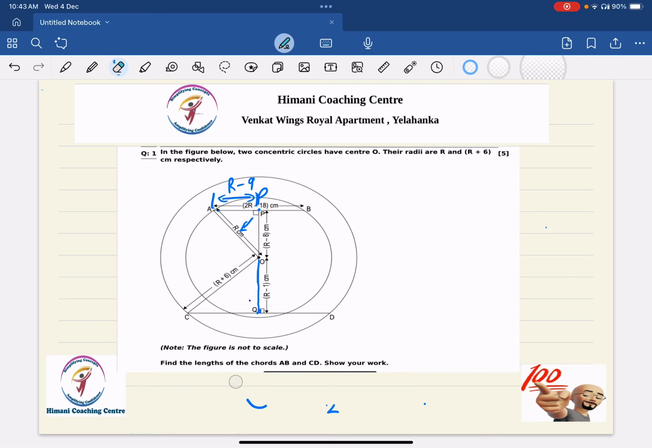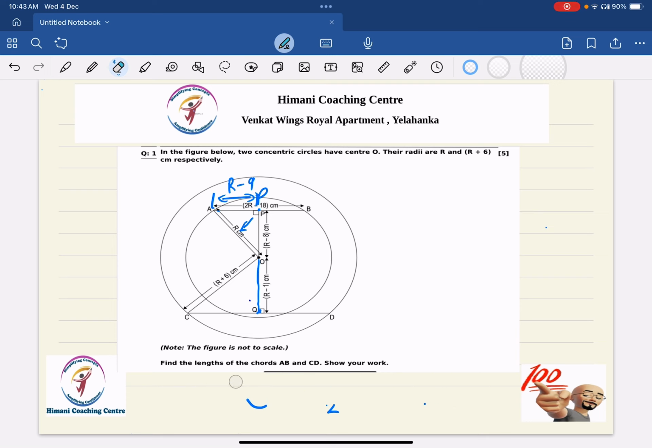So that means AP would be 29 minus 9 because AP is R minus 9, which is 20. And what did we say? That perpendicular from center to a chord bisects the chord. That means AB is equal to twice of AP, and hence the length of AB is 40 centimeter.